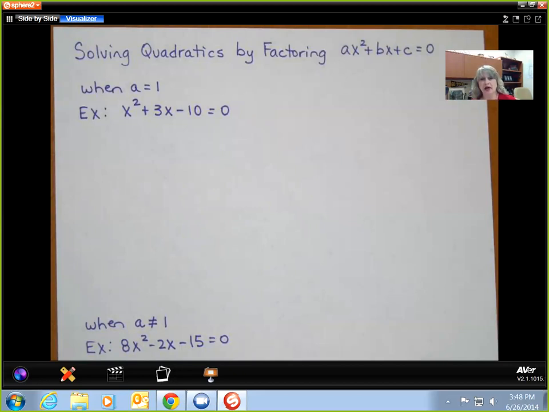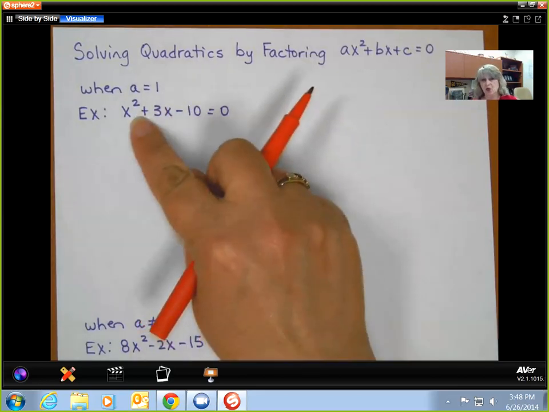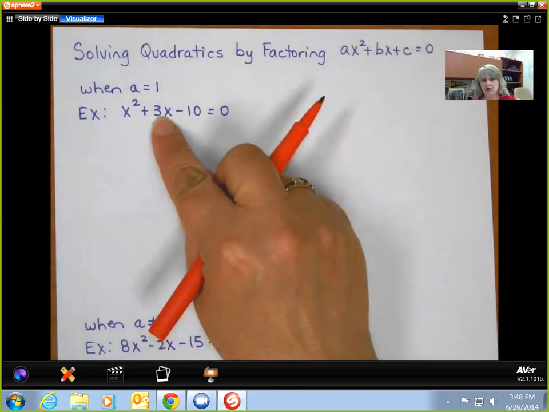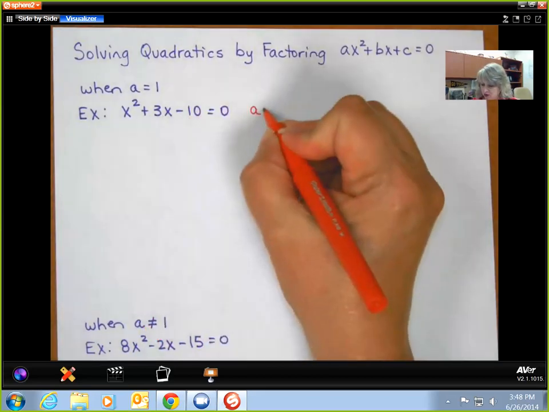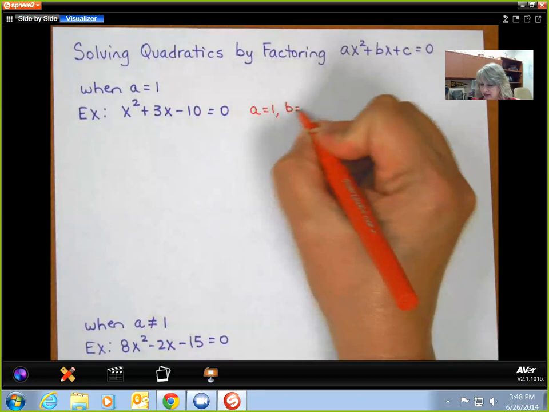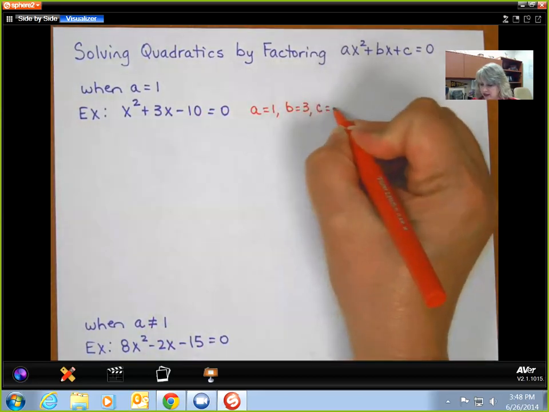The number in front of your x squared, your coefficient, is a. The coefficient in front of your x to the first power is b, and then your constant is c. So when you're solving a quadratic by factoring, let's say we have the example x squared plus 3x minus 10 equals 0. Notice my a value is 1, because there's an understood 1 in front of my x squared. My b value is 3 and my c value is negative 10. So a is 1, b is 3, and c is negative 10.